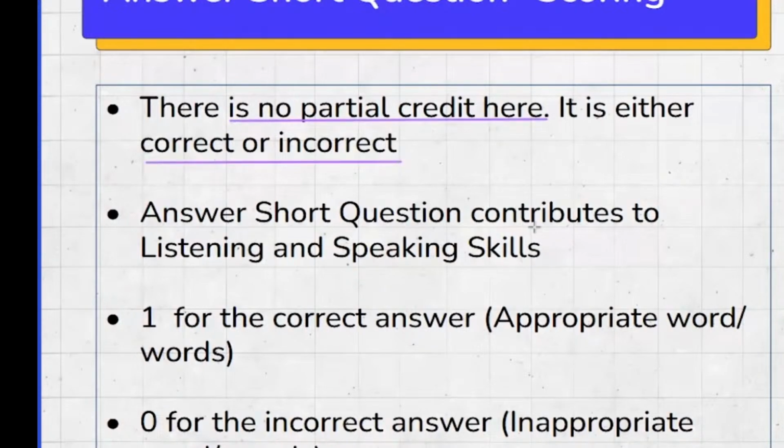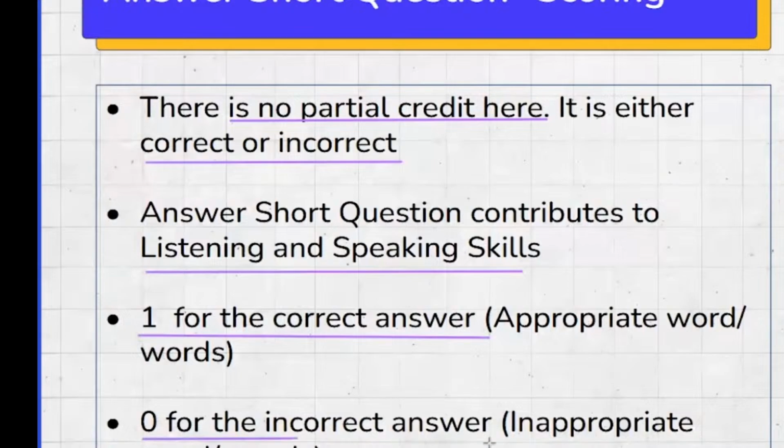The short answer question type contributes to your listening and speaking skills because you need to listen to the audio prompt and then respond to it. There is 1 mark for each correct answer and 0 for an incorrect one. Correct answer means an appropriate word or words are used in order to answer the audio prompt. In case an inappropriate word is used, you don't get a mark for it.